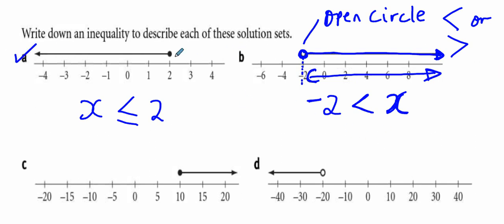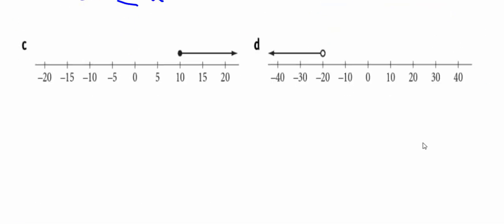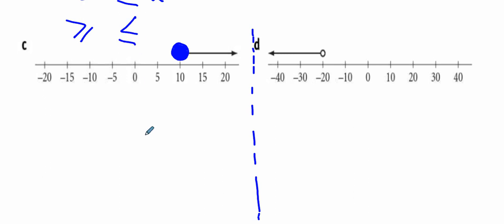Okay, so A and B, they are all done. Then let us go to C. Now, for the case of part C, we have a closed circle. Now remember what I said for closed circle? For closed circle, I said that suggests greater than or equal to. That is one of the inequalities. Another inequality will be less than or equal to. Now let us see, are we going to use this one or this one?